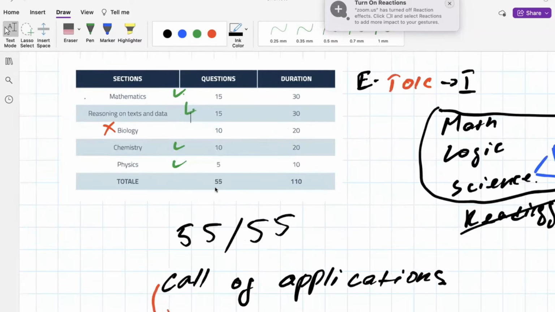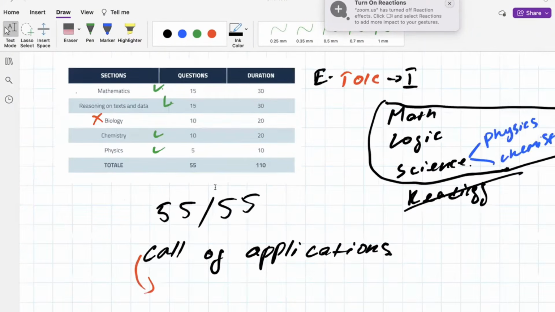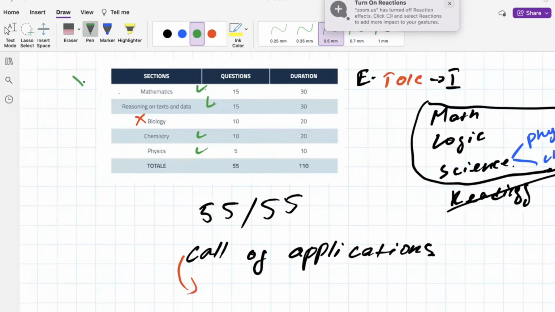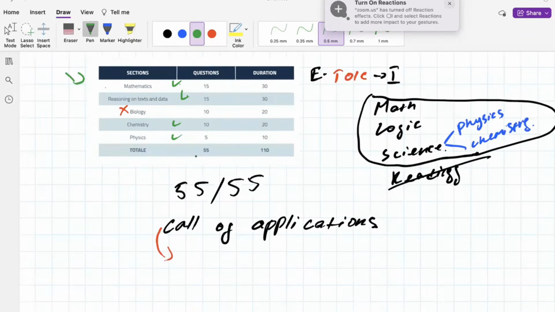And for those who are doing TOLC-F, it's not yet clear because in TOLC-F there were 5 sections, and most probably you will have to do 5 sections, but it's not yet clear. But logically, for TOLC-E and for TOLC-I, this is what is going to happen.